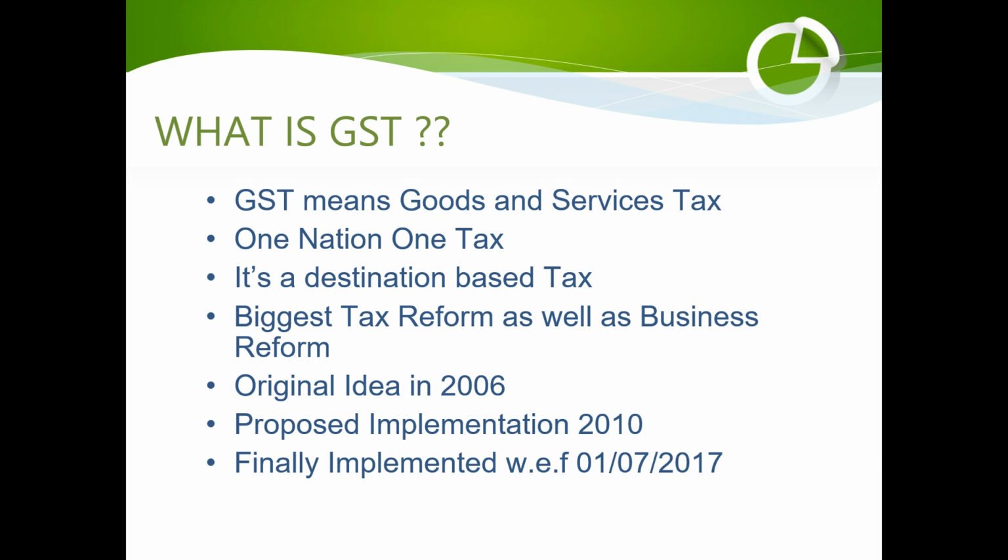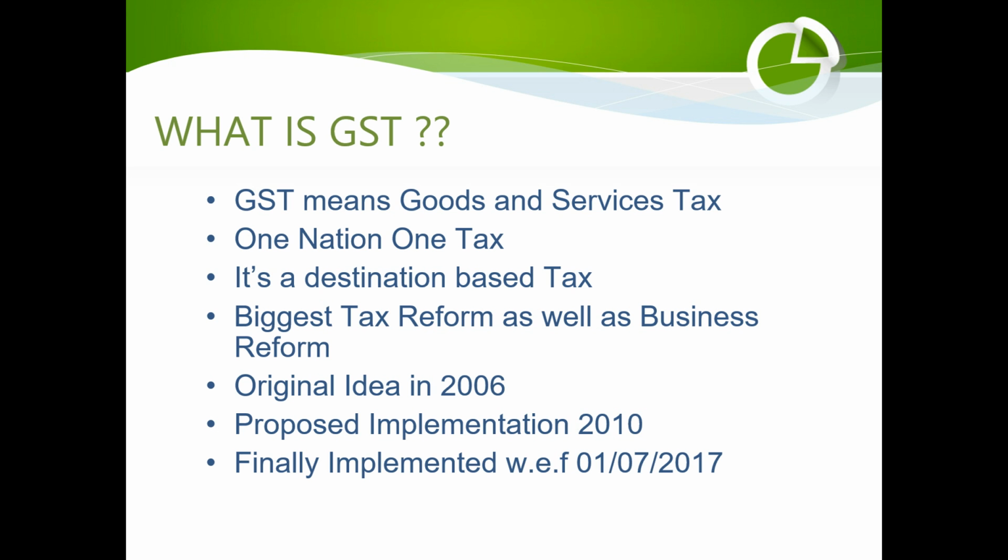What is GST? GST means Goods and Service Tax, which has a feature of one nation, one tax. It is basically a destination-based tax, meaning where the supply of goods or services goes, the destination of those goods and services will be the taxable region. If it is taxable, then GST will be levied. If it is not a taxable region, that is exempt from the GST regime, then the tax would not be levied.